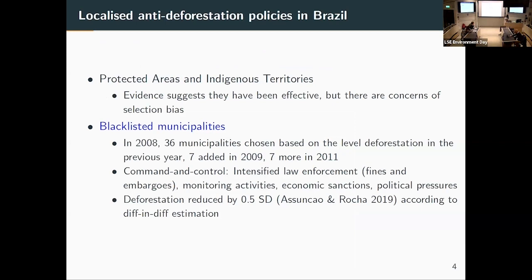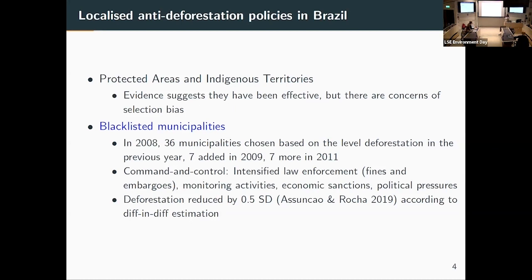So most of the policies to prevent deforestation are heavily targeted, heavily localized. There's the extreme case of the protected areas and indigenous territories, which are specific demarcated territories that have a different jurisdiction and cannot become private property. But what I'm going to focus on is slightly different, and I'll explain why: the blacklisted municipalities policy, which targets specifically those municipalities that have the highest rates of deforestation in the previous year. It was started in 2008. 36 municipalities were chosen based on the level of deforestation in the previous year, just the highest ones in terms of levels, so the ones that had the most square kilometers deforested. And then subsequently more were added.